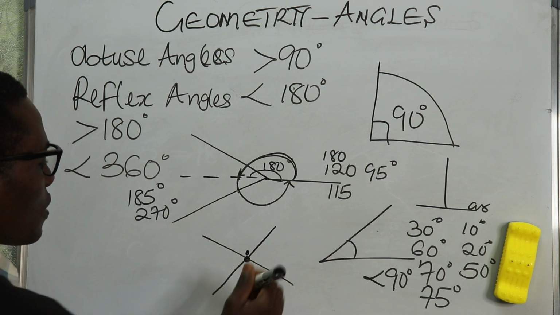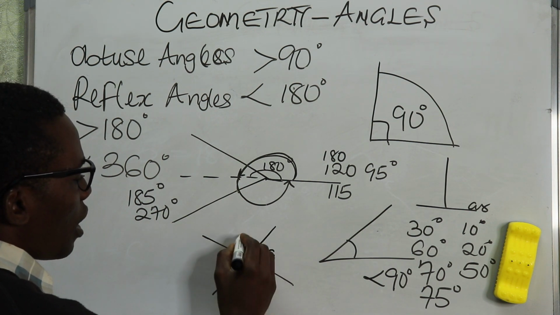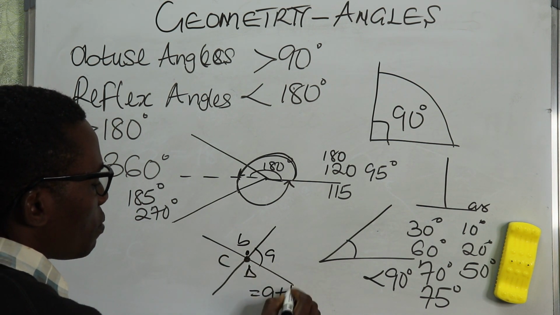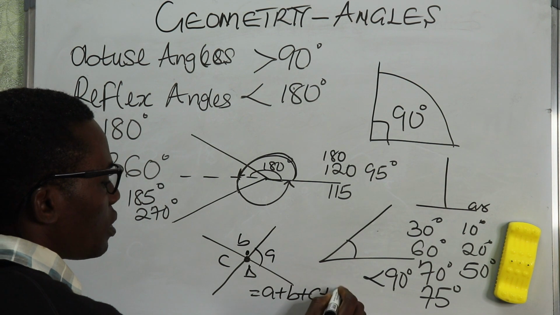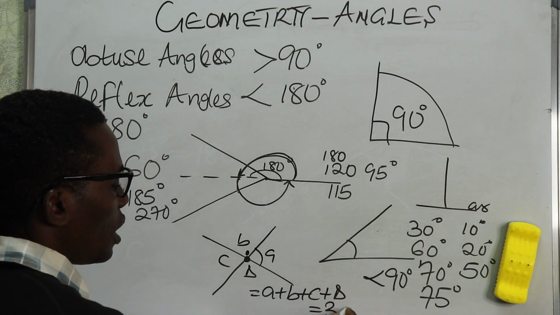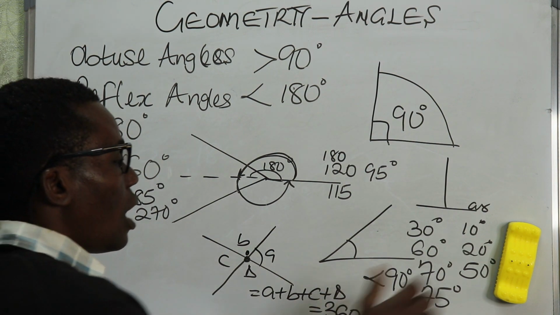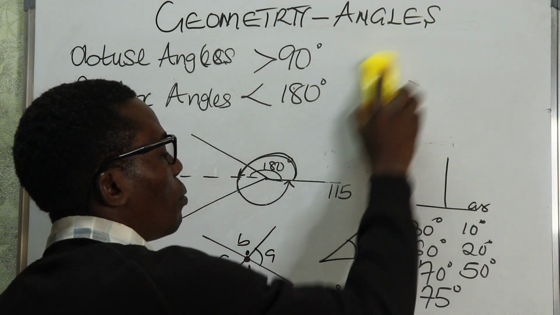360. Now, this angle A, angle B, angle C, and angle D, they can sum up, A plus B plus C plus D. They can sum up to give what? 360 degrees. That is what we call angles at a point.